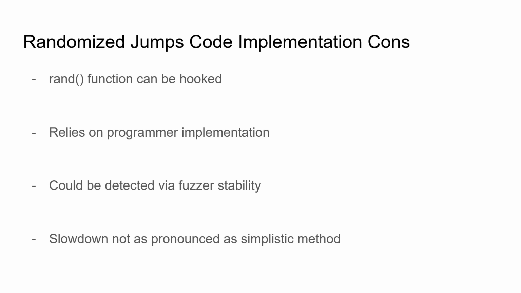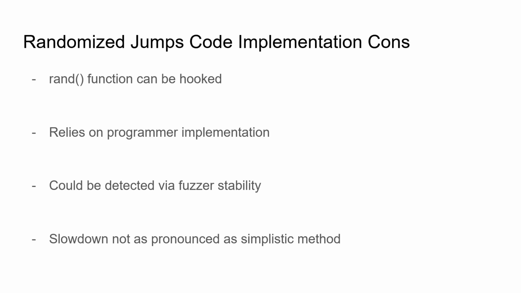be ineffective. You need to put the jumps in places that aren't going to totally break your program or cause more vulnerabilities. So the programmer needs to be extra careful about that. With the simplistic approach, you can pretty much just put that in there and be good to go. But the programmer needs to decide how many jumps to put, where to put them, things like that.